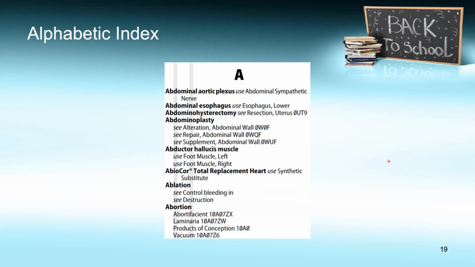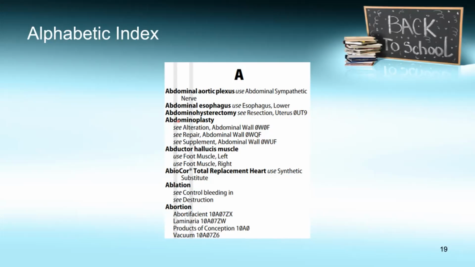Here's just a little snippet of what the alphabetic index looks like, starting from the letter A. So it is in alphabetic order. You have your main terms that are bold and are always flush to the left. And when you look up certain things, as you'll notice here, sometimes you get more than 3 characters. So in this case, we have a 0UT9. That 0UT is what I need to find the correct table. And then 9, it's already giving me my 4th character value. So when I get to the tables, I would complete my code by choosing the 5th character, 6th character, and 7th character.